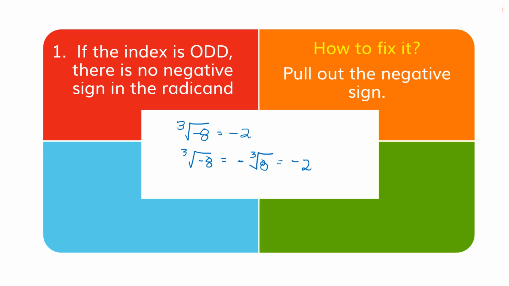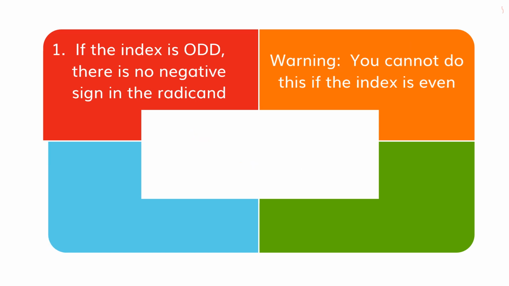So how do we fix it if we have a negative sign inside the radicand? If the index is odd, you only pull out the negative sign. Warning, you can only do this if the index is odd. You cannot do this if the index is even. Meaning to say, I have the square root of negative 4. That's not the same as pulling out the negative and then the square root of 4, because the right hand side is equal to negative 2, whereas the square root of negative 4 is an imaginary number. Okay?